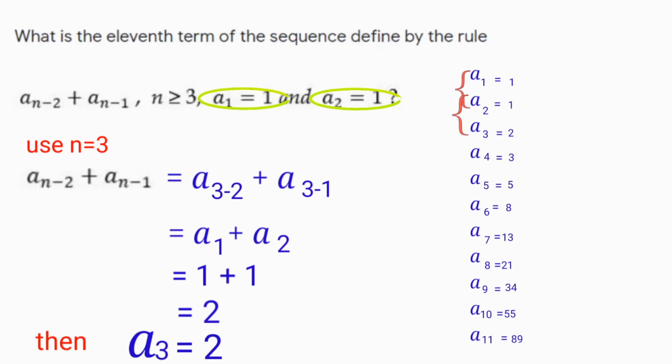Notice that to get the next term of the sequence, you have to start by adding the last two terms. So 1 plus 1 is equal to 2, 1 plus 2 is equal to 3, 2 plus 3 is equal to 5, 3 plus 5 is equal to 8, 5 plus 8 is equal to 13, 8 plus 13 is equal to 21, 13 plus 21 is equal to 34, 21 plus 34 is equal to 55, 34 plus 55 is equal to 89. Therefore, the answer is 89.